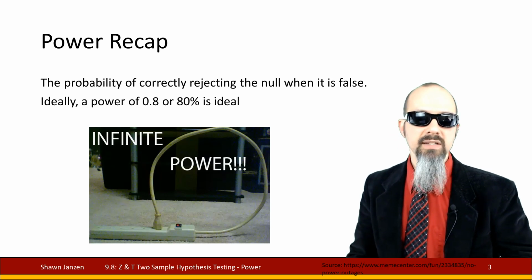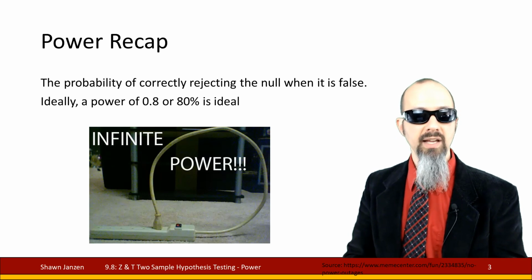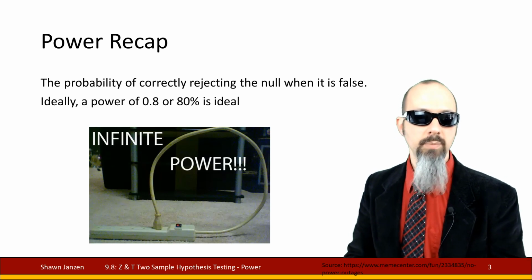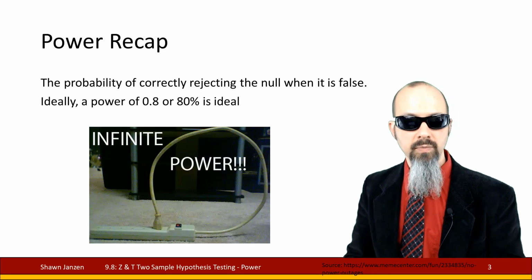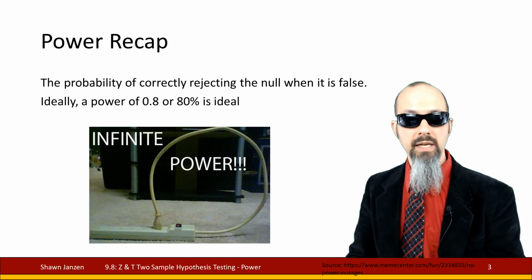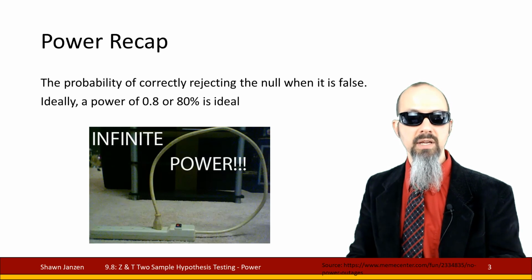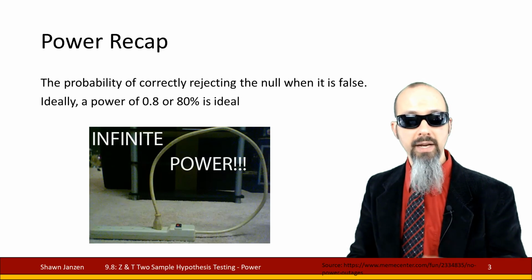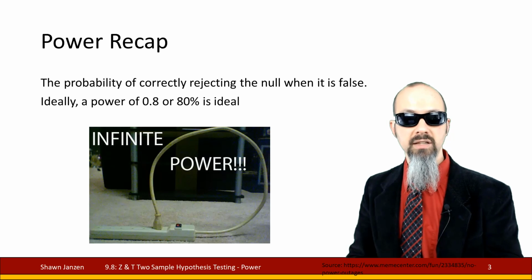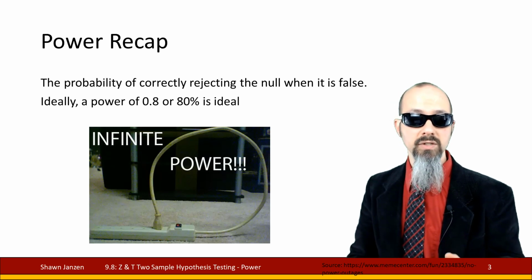Think of it as a number that's going to help you figure out, am I doing the right thing when I get a number right? Am I rejecting when I'm supposed to? Am I not rejecting when I'm not supposed to? Ideally, power is measured as a statistic, and you want that statistic to be around 0.8 or 80%, which means you're going to be right 80% of the time to reject the null when it is false. Of course, higher power is always better, so 80% is just your minimum.